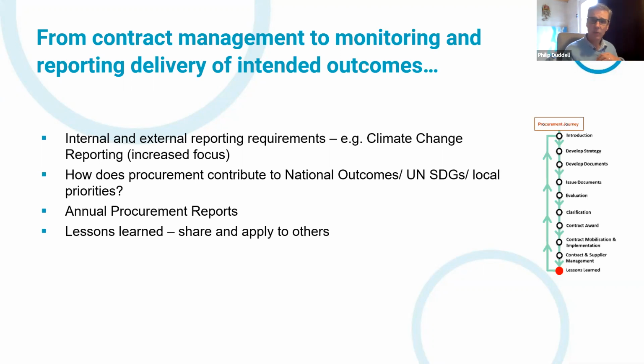So we need to take that thread from the specification, being clear what's relevant and proportionate from a circular perspective, monitoring through contract management in a relevant, proportionate way, and then taking the lessons from that and showing how procurement, specific procurement and generally, is supporting those objectives. That is an essential and important lesson.